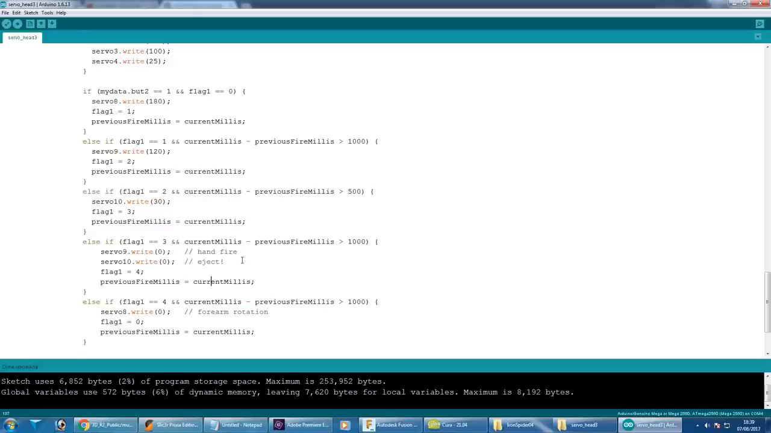So that basically rotates the wrist, does the firing pose, and lastly ejects the spring and then puts them back again all the way back to 0, which are these last two here. So let's see what that looks like in real life.